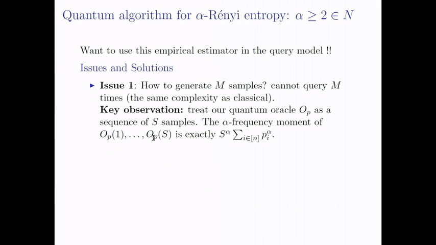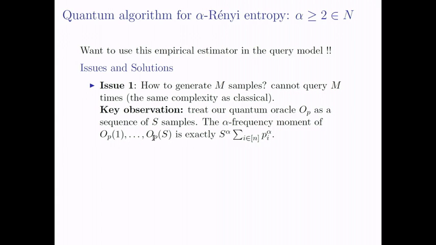So there's a trick where we make use of the structure of the quantum oracle. Imagine now you give the oracle a different meaning. Say this is the input domain, but imagine this 1 to s is just some sequence, and you seek this s. So all you want to do is get the alpha frequency moment of the sequence obtained by applying this oracle to each element in the input domain.